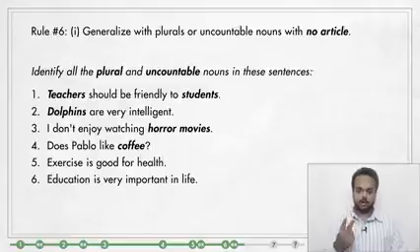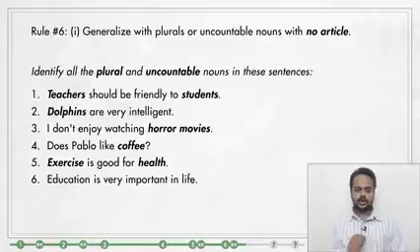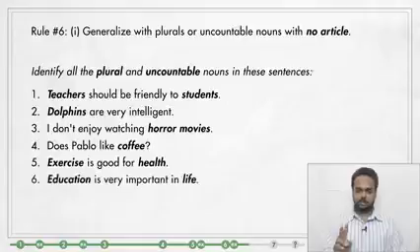Number 5 has 2 uncountable nouns in exercise and health. We don't use any articles before them because this is a general statement of fact or truth. And finally, number 6 is the same kind of sentence. It also has 2 uncountable nouns, education and life.